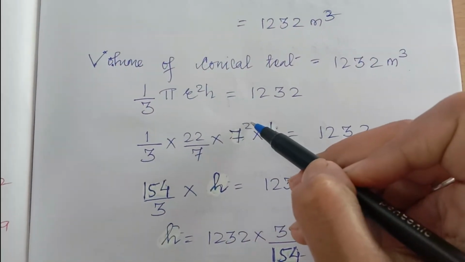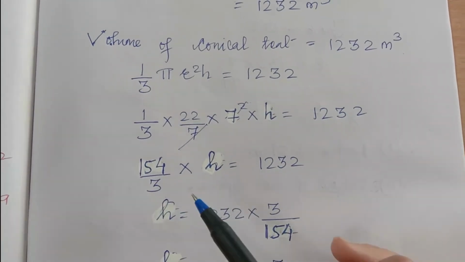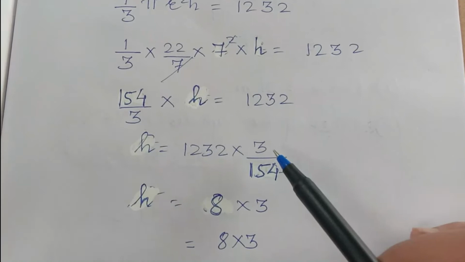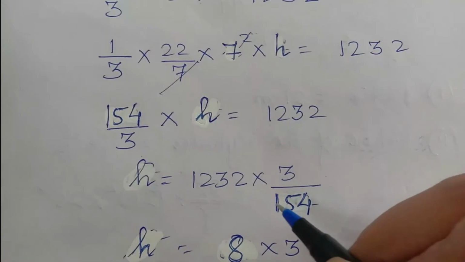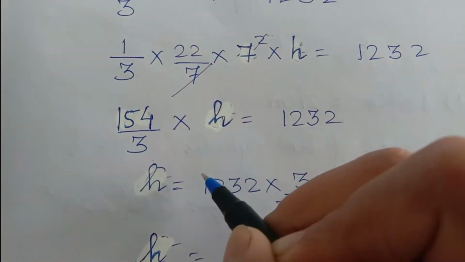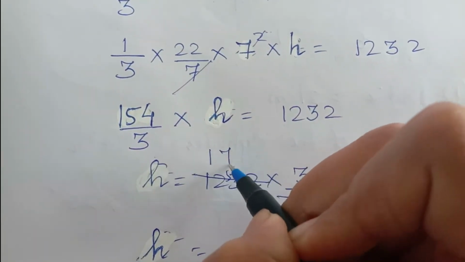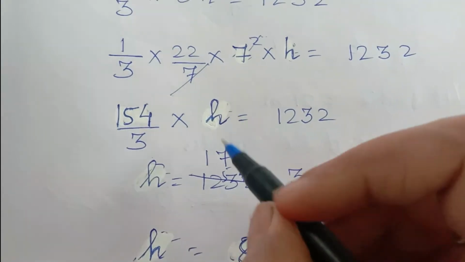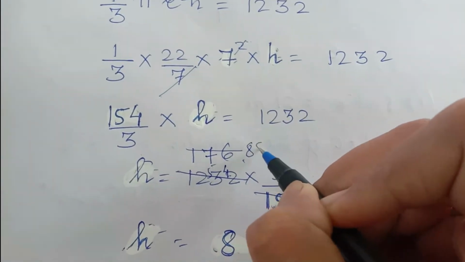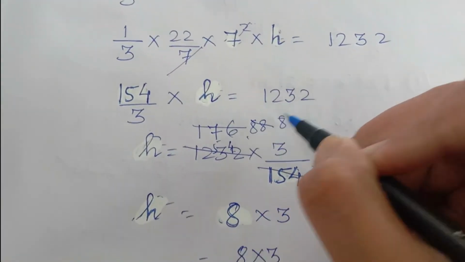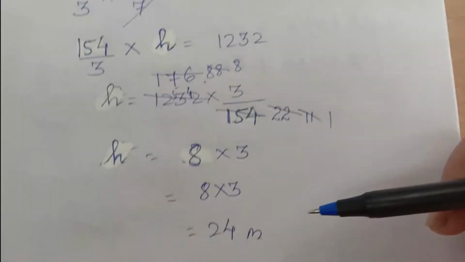Then we can cancel this 7. So 22 into 7, 154 by 3 into h. We need the value of h. So this fraction will become reciprocal on the right hand side. Then we can cancel here with 7. 7 2s are 14, 7 2s are 14, 7 1s are 7. 7 5s are 35, then 7 6s are 42. Now again we can cancel: 2 11s are, 2 8s are. Now 11 8s are 88. So 8 into 3 is 24 meter. Height of the tent is 24 meter.